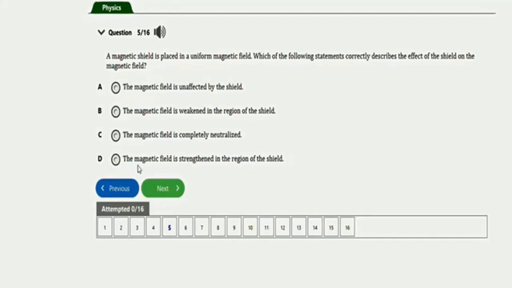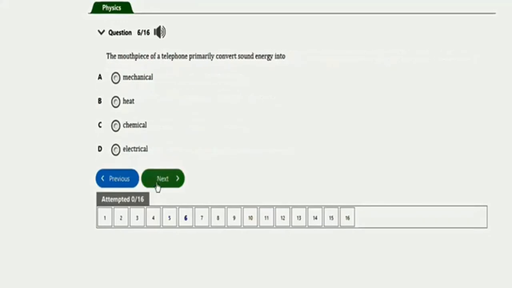Next question will be this one. It says the mouthpiece of a telephone primarily converts sound energy into what? So this is a simple question, so it will be electrical. Right option will be option D. It converts sound energy into electrical energy. Very important. So next question with this one.